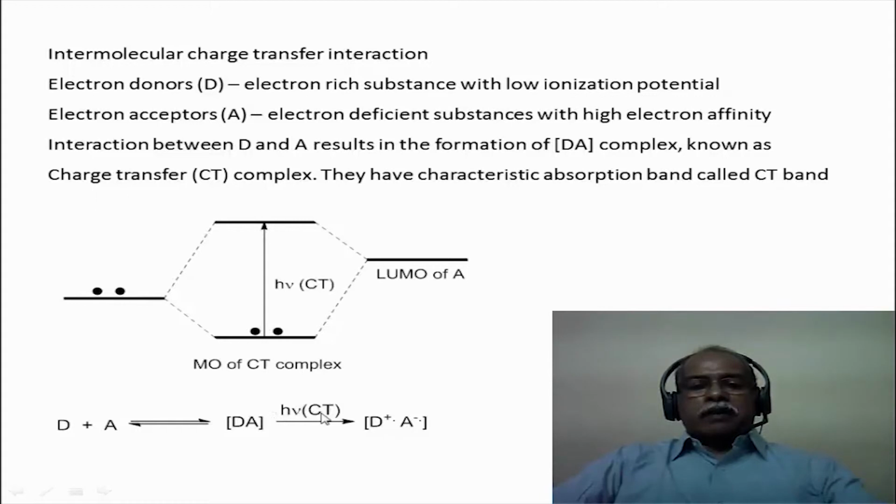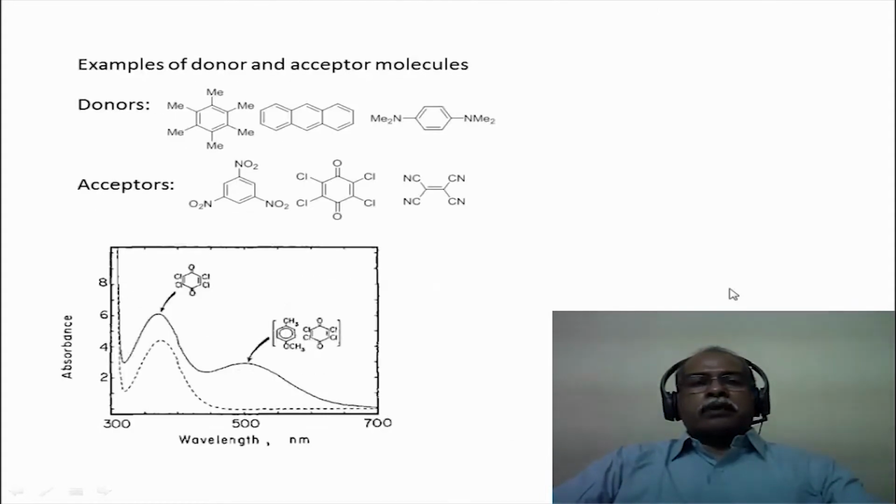When that particular wavelength is used for exciting the molecule, it causes an electron transfer from the donor to the acceptor, forming the donor cation radical and an acceptor anion radical. An example of such a process is what is given here. Let us first go with the donors and acceptors, the characteristic molecules which can act as donor: hexamethylbenzene, anthracene. Any aromatic system without any electron withdrawing functional group would be a donor.